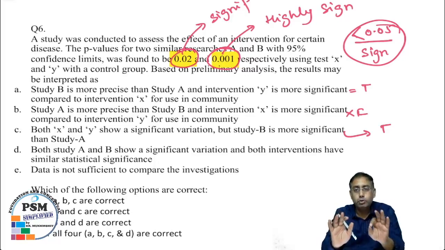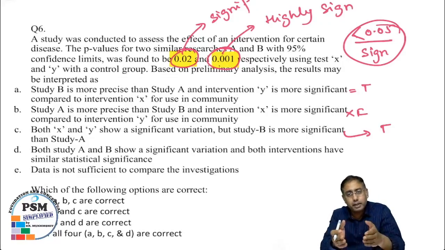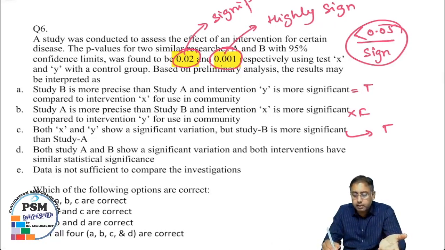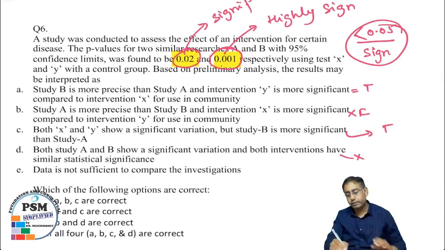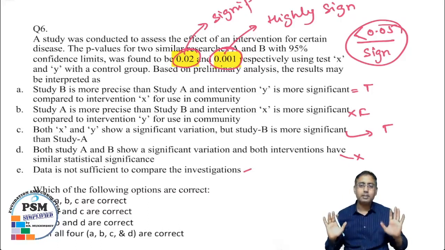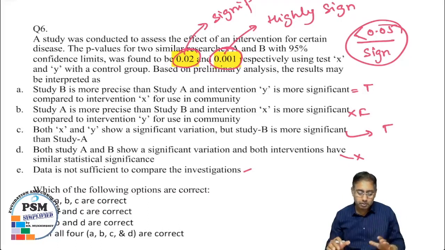No, both do not have the same statistical significance. Why? Because A has 0.02 and B has 0.001. So why do you want to say both are the same? They are not the same. This is wrong, false. Data is not sufficient? I would say data is actually not sufficient, but for this MCQ, I would not like to mark option E because data is there.